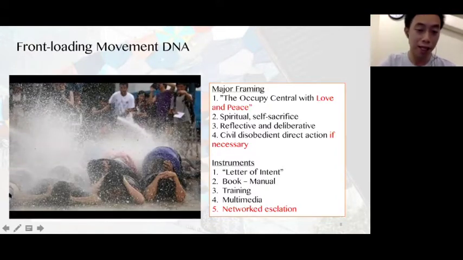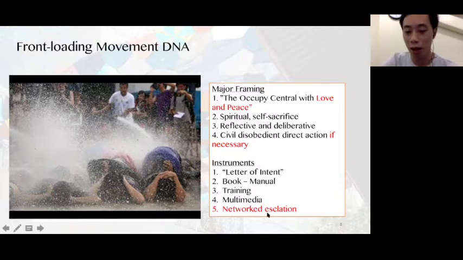So we have extensive training, but those training are not very well spread, I would say. About 200 or 300 people have directly participated in this training. This is water cannon training. And whenever we have this training, we always use multimedia. We use mass media to report on us, so people know what a civil disobedience looks like. And lastly, this one is very important again, is by using network of escalation, by spreading out trainers to different civil society groups to advocate and promote the idea of civil disobedience.